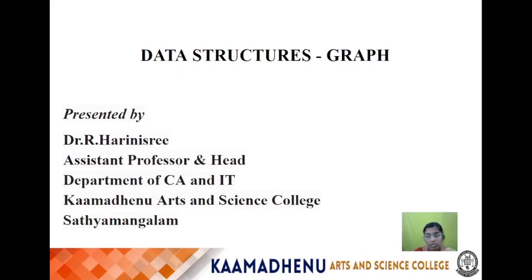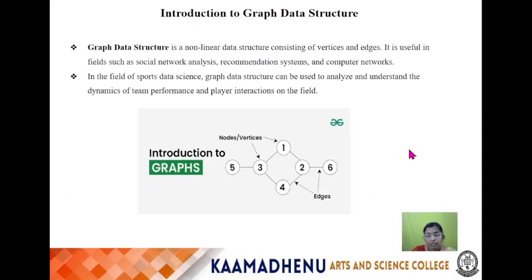In this presentation, we are going to see about data structures, graph. So this is the introduction of graph data structure. Graph data structure is a non-linear data structure consisting of vertices and edges. It is useful in fields such as social network analysis, recommendation systems and computer networks. In the field of sports data science, graph data structure can be used to analyze and understand the dynamics of team performance and player interactions on the field.